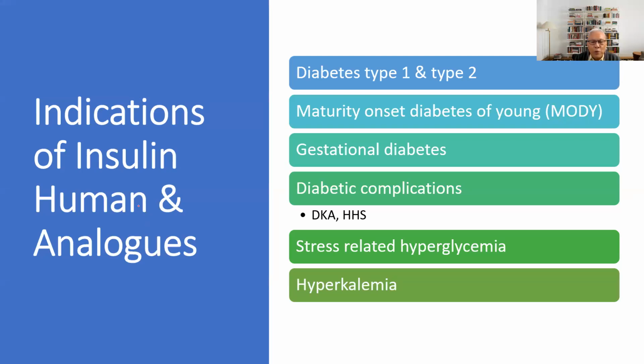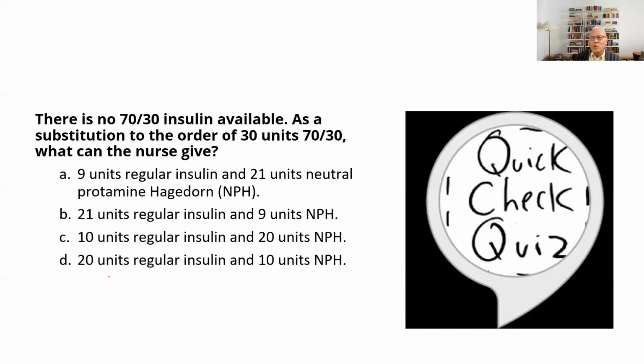So usually when we have hyperkalemia, we would give dextrose as well as insulin. And the reason for that is we want the dextrose to move into the cell, but it also carries with it the potassium that is in excess in the extracellular compartment. Okay, so those are the uses of insulin other than in diabetes mellitus. All right, let's take a look at this question.